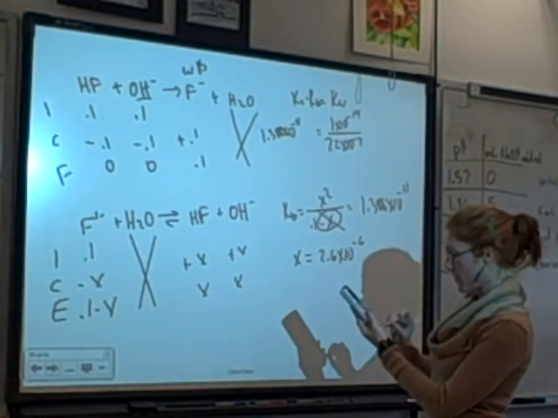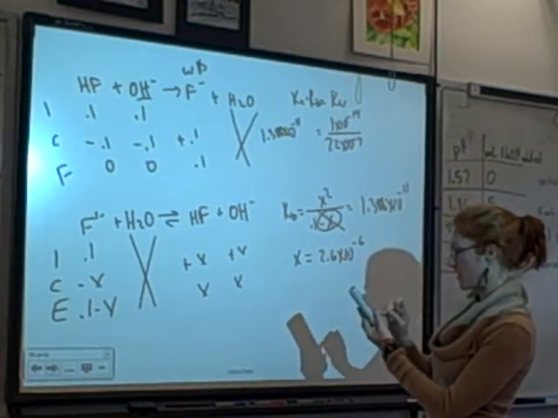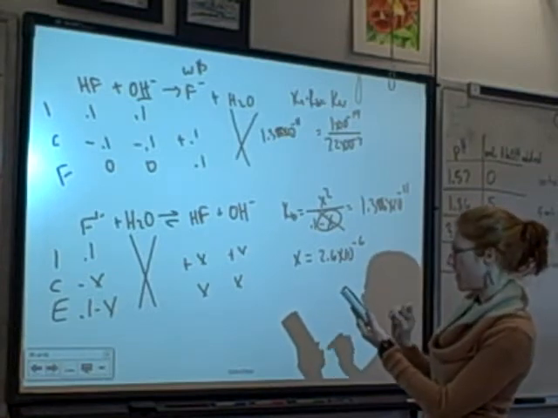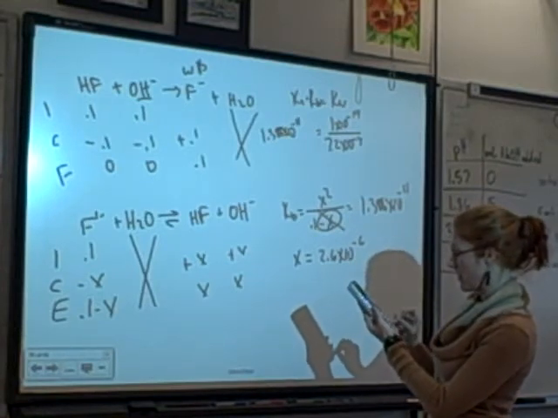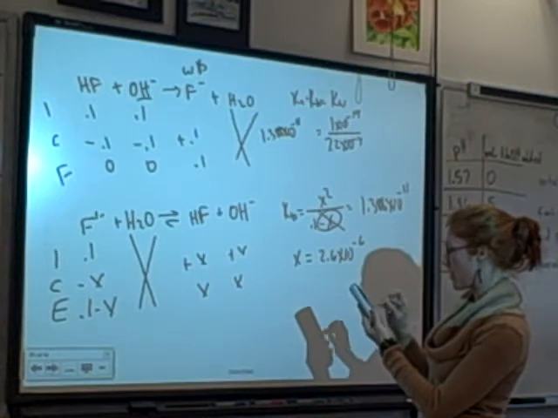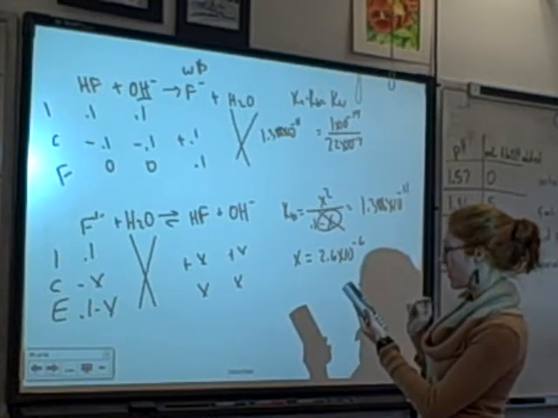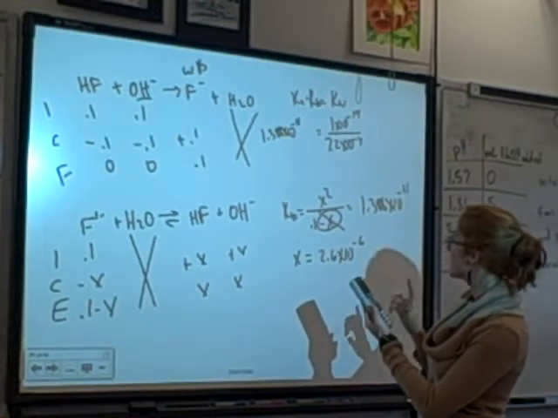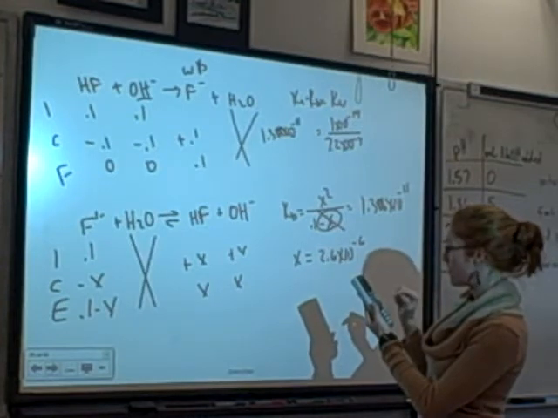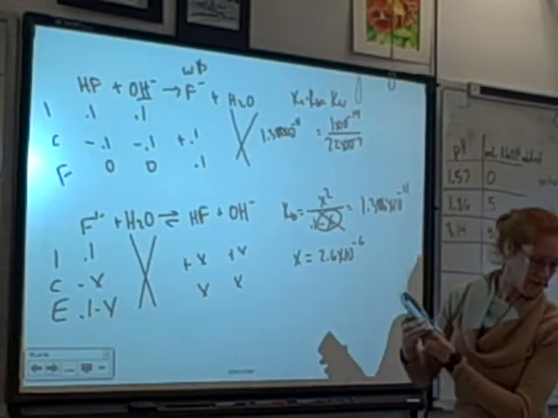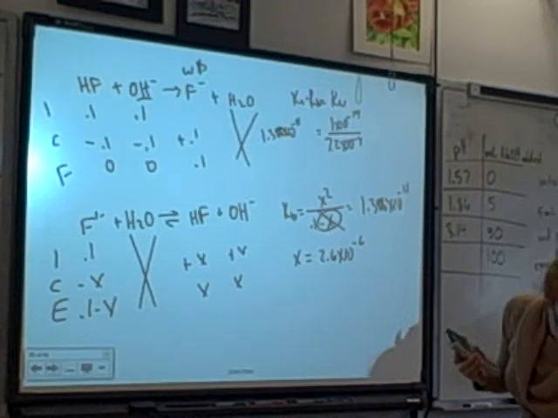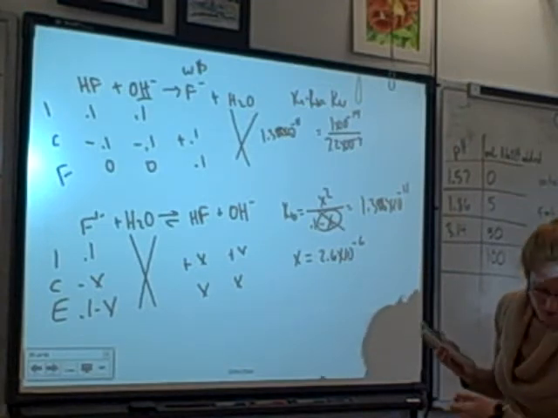So I have 1.388 times 10 to the negative 11th. I'm going to multiply both sides by 0.1. And then I'm going to square root both sides. And I have 1.7 to the negative 6. So I'm just going to check it one more time.